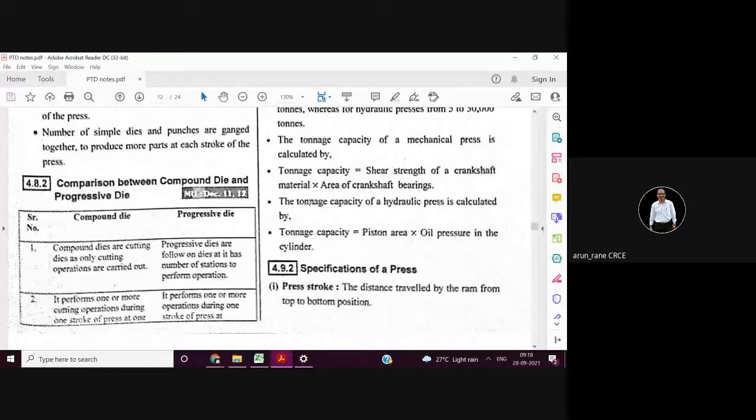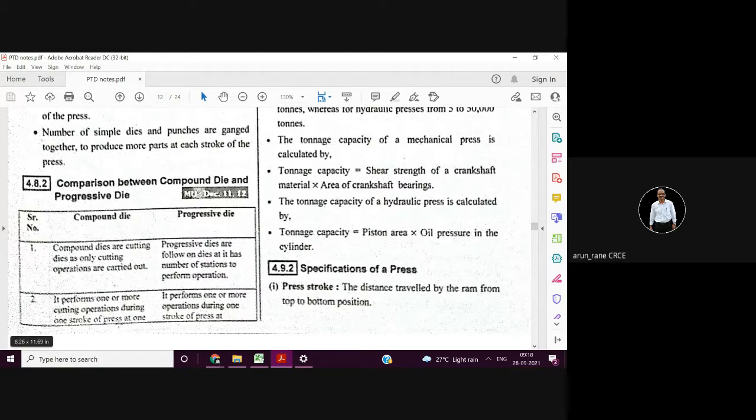So we were here in comparison between compound die and progressive die. Compound dies are cutting dies, as only cutting operations are carried out. For progressive die there may be a number of stations, so different operations can be done. Even you can do bending, drawing in progressive die, but bending and drawing will of course be done at the last station.